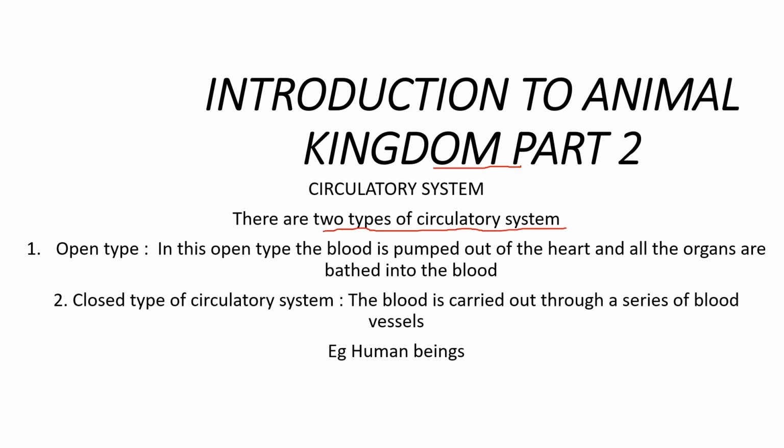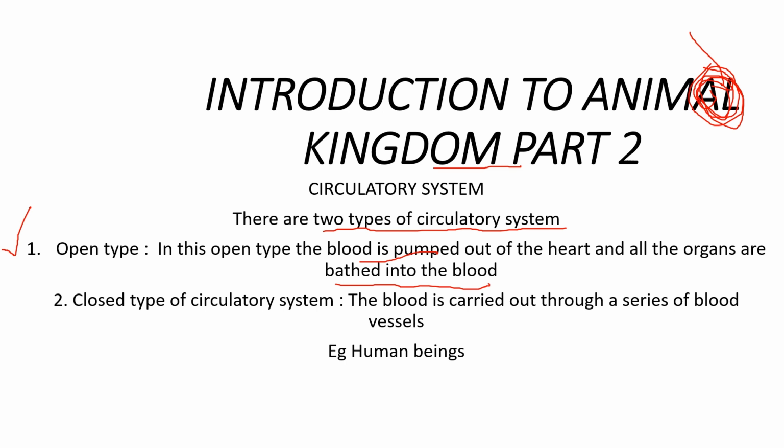The first one is open type of circulatory system. In this open type of circulatory system, the blood is pumped out of the heart and all the organs are bathed in it. The simple meaning of this is, if this is an organ, the blood is coming and shedding all over the organ. So this organ gets bathed completely in the blood. So this is called open type of circulatory system.